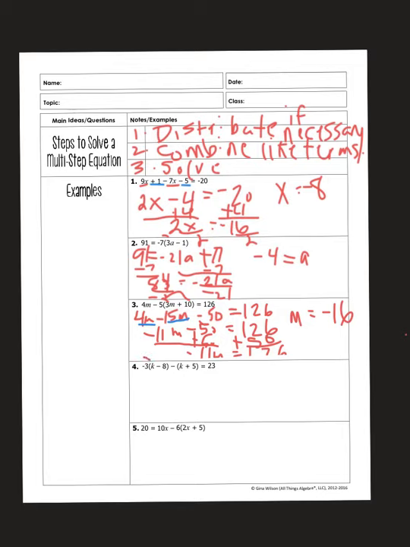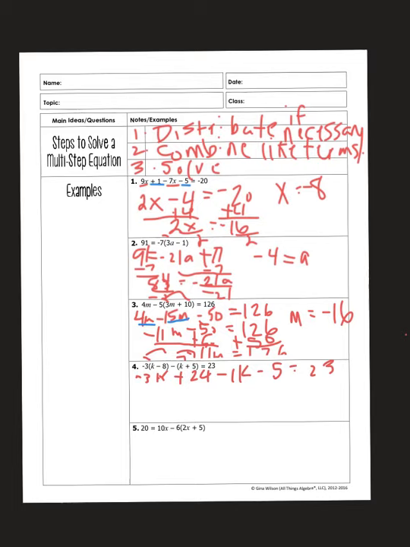So -3 times k is -3k. I'll try to be really good with my handwriting here, as good as I can be. -3 times -8 is positive 24. -1 times k is -1k. And you don't have to put 1, but I'll do it just for you guys so you can see. -1 times 5 is -5 equals 23.